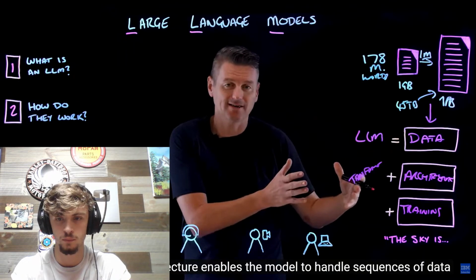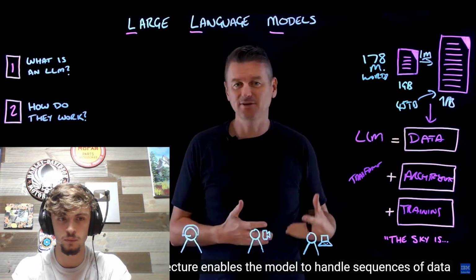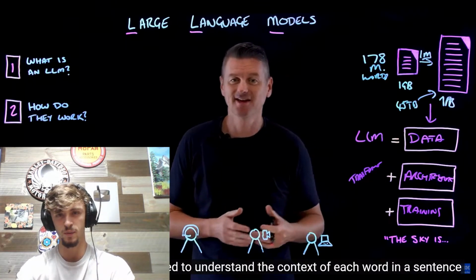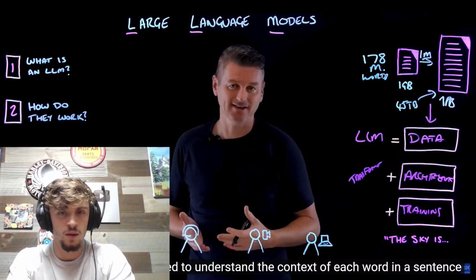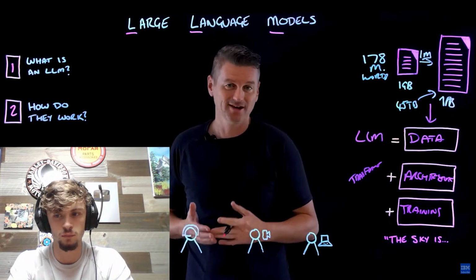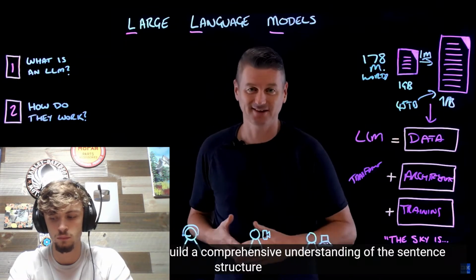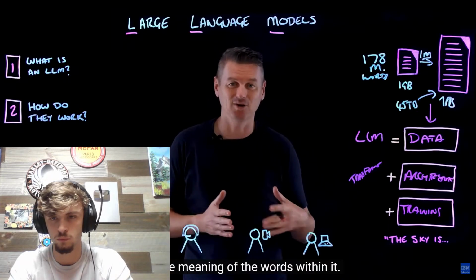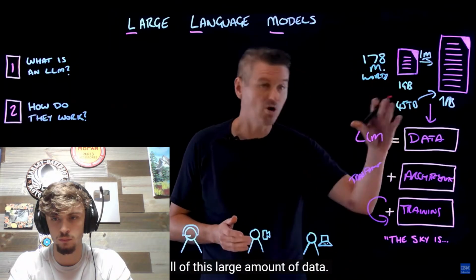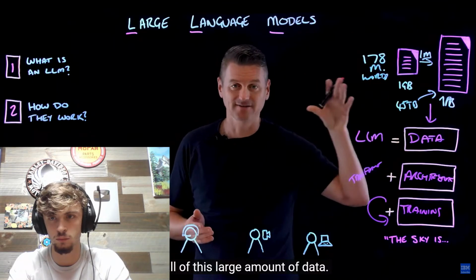And the transformer architecture enables the model to handle sequences of data, like sentences or lines of code. Transformers are designed to understand the context of each word in a sentence by considering it in relation to every other word. This allows the model to build a comprehensive understanding of the sentence structure and the meaning of the words within it. And then this architecture is trained on all of this large amount of data.